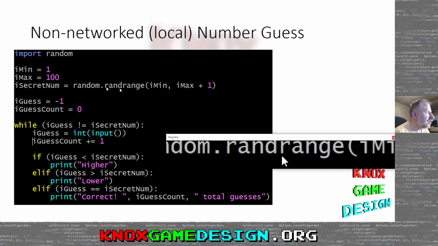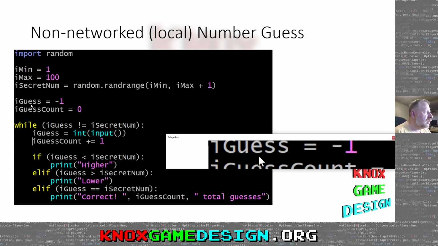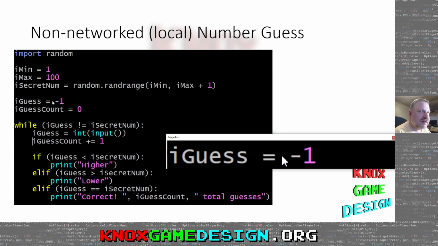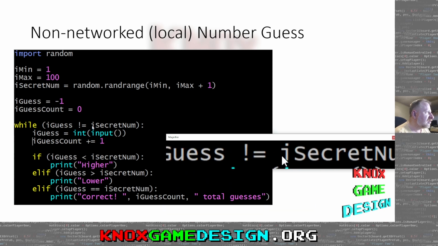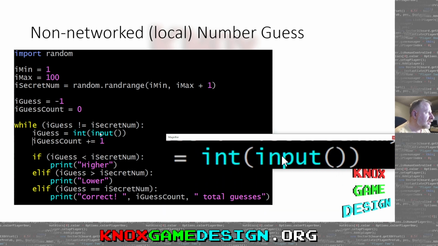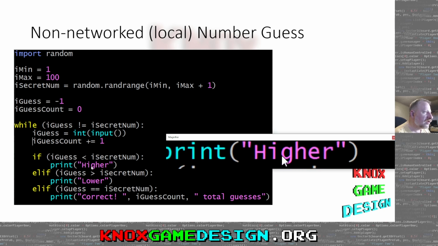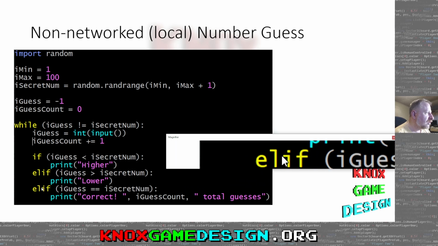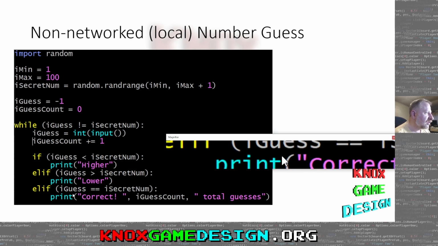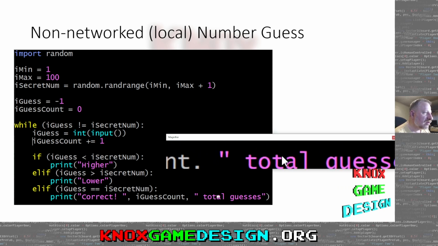So the secret number is going to be random range minimum to maximum plus 1. Current guess, we're just going to set it to -1 for now. Guess count, initialize that to 0. While the guess is not the secret number, we're going to read the input, convert it to an int, assign that to our guess, increment the guess count. If the guess is less than the secret number, we're going to return higher. If the guess is greater than the secret number, we're going to return lower. Then if the guess equals the secret number, we're going to say correct. Print out the number of guesses, the guess count, and say total guesses.